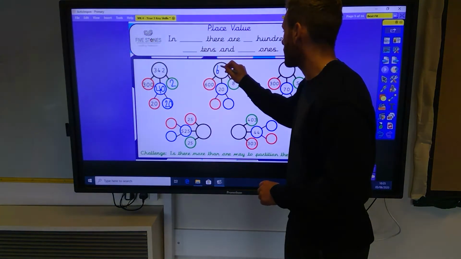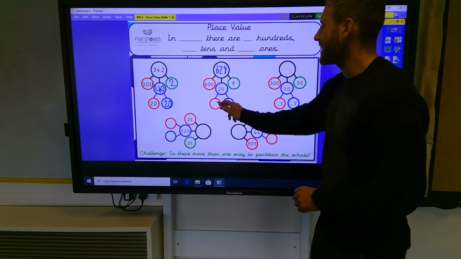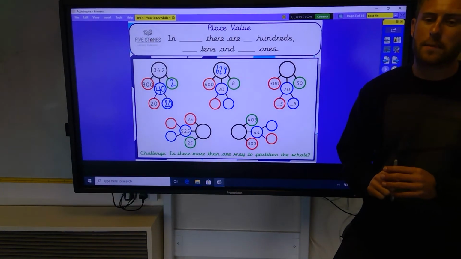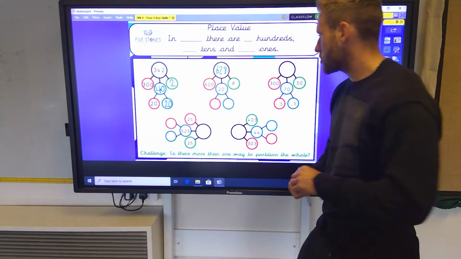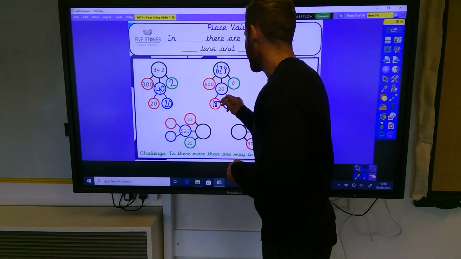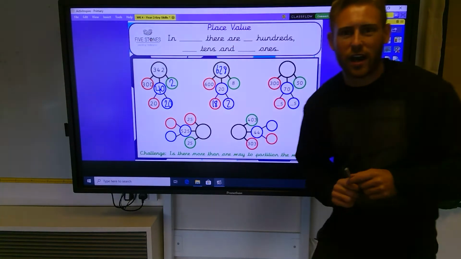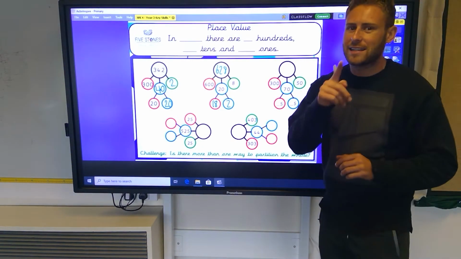628, oh fantastic, we read our number, we get that, and this is quite open. You can partition 20 into many, many different ways. So get your adult to check. I'm going to put 18 and 2. You might have done a half fact. Half of 20 is 10.